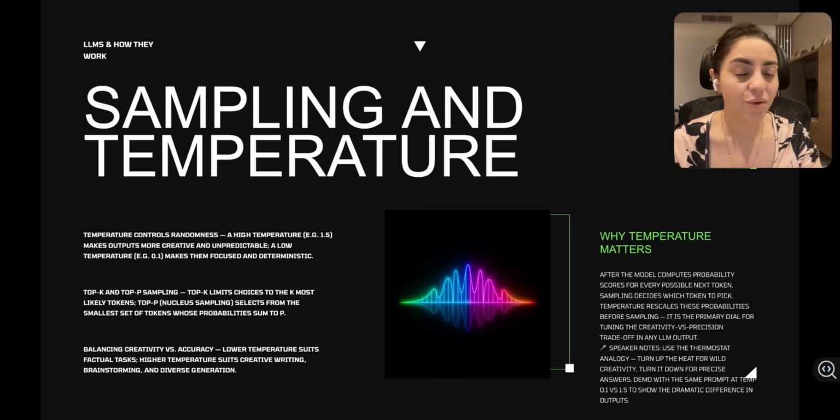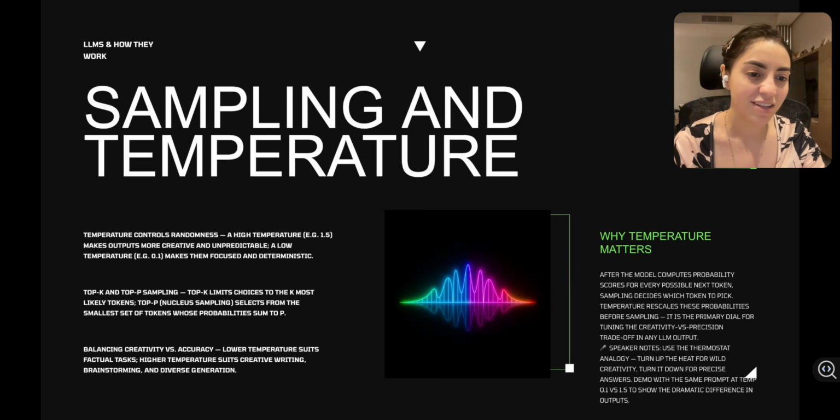You may also hear about top-K and top-P, or nucleus sampling, yes? These are other ways of controlling which possible tokens the model can choose from. The main idea is simple. The LLM produces probabilities, and the decoding strategy determines how we select from them.